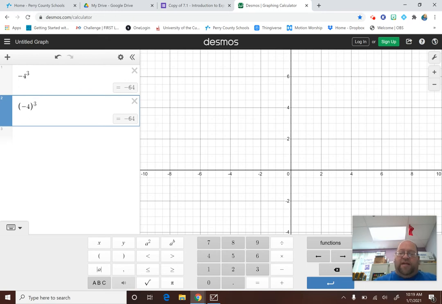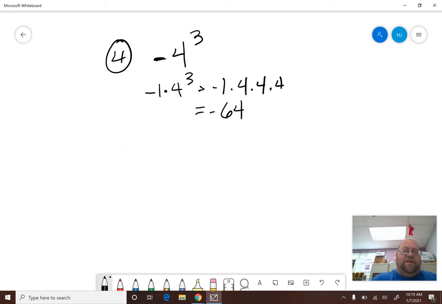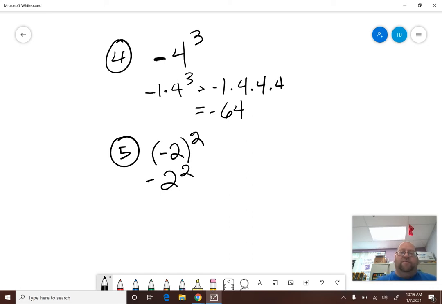Well, what if this was a positive example? Okay, let's go back and let's take a look at this. So I want to look now, number 5. Let's say we had negative 2 raised to the 2nd power. Okay, and I'm going to do it 2 different ways, and that way you can kind of see what's going on. And this is really important because whenever you see parentheses in a problem, it's important. You need to put it in the calculator. I'm going to show you right now why that's the case.